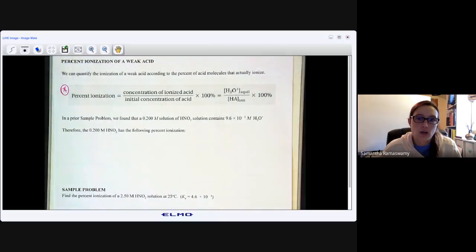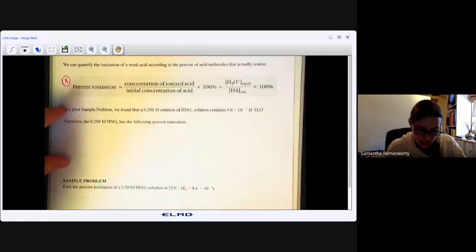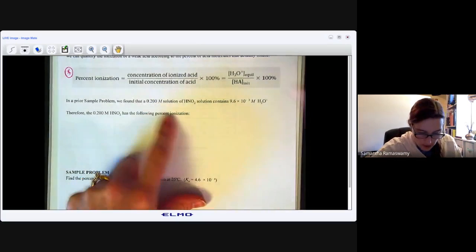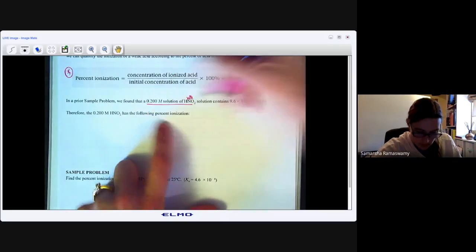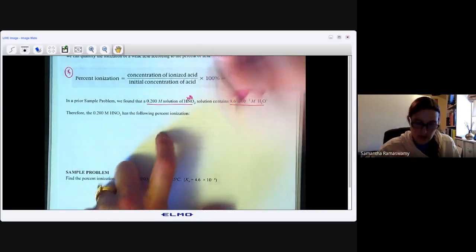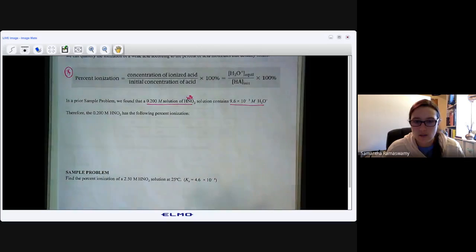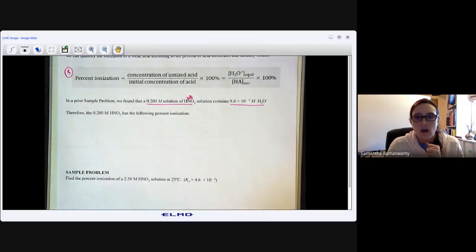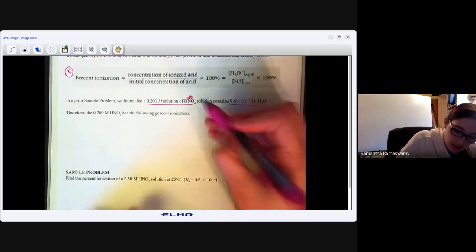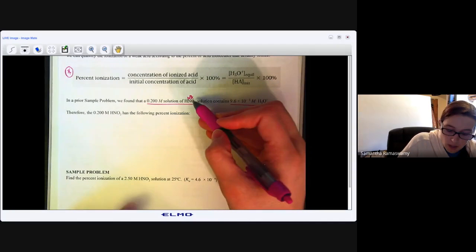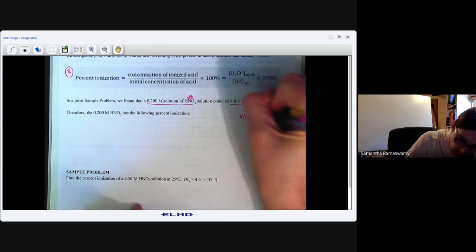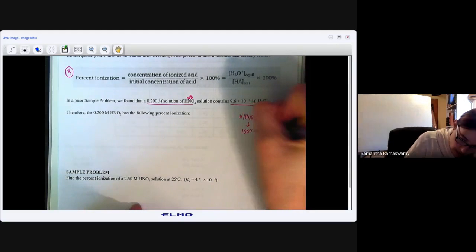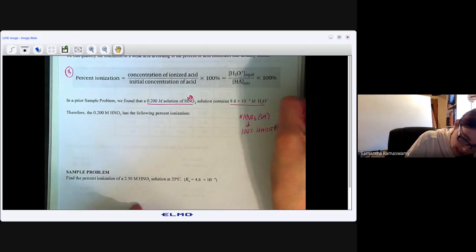So in this, they're kind of just giving you information. A 0.2 molar solution of HNO2, that's a weak acid, has 9.6 times 10 to the negative third molar of H3O plus. What's the percent ionization? I do want to pay attention to the fact that this is a weak acid. If this were a strong acid, I'm going to make a note over here. If this were HNO3, which is a strong acid, it would have 100% ionization. All right, strong acids have 100% ionization.